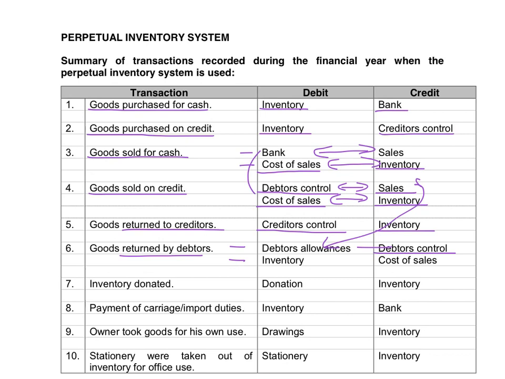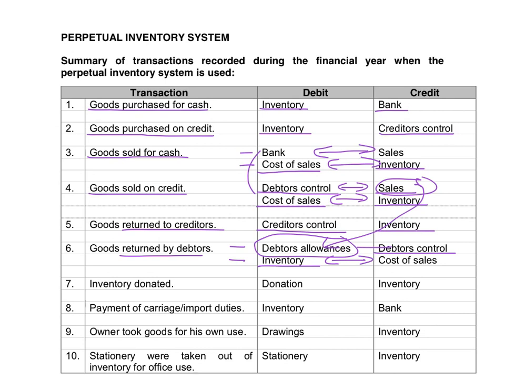Inventory will be debited because we receive the inventory back now from the debtors, so it means we have more inventory available, assets increase on the debit side, and my double entry will be the expense for cost of sales will decrease on the credit side. So debtors' allowances decreases sales. Sales is always on the credit side, therefore debtors' allowances will be on the debit side.